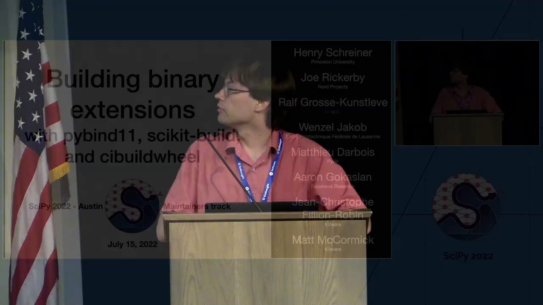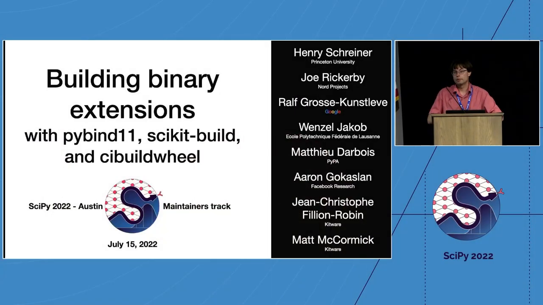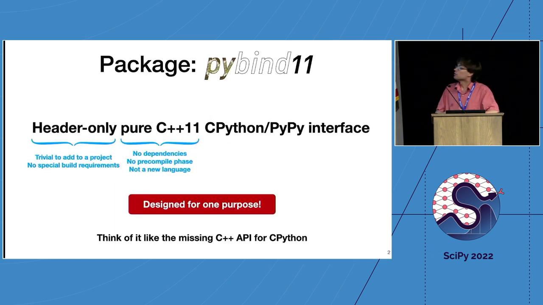Said we'll be talking about building binary extensions. This is sort of a combined update over pybind11, scikit-build, and cibuildwheel. Not actually in that order. And then a couple of other things as well. Okay. So first we'll talk a little bit about pybind11.